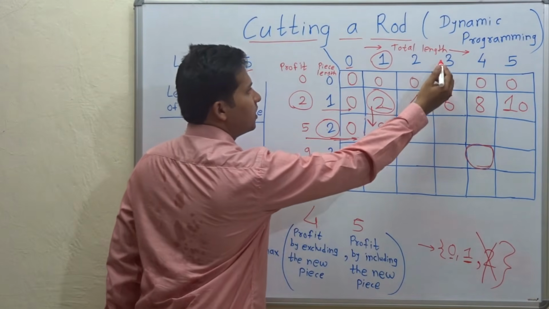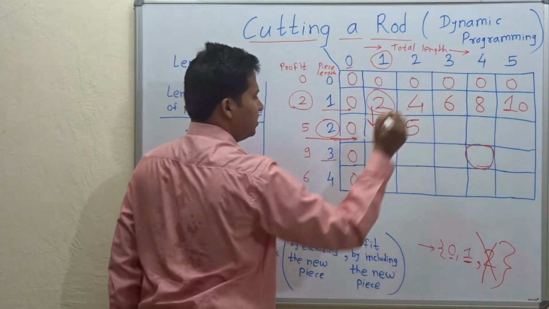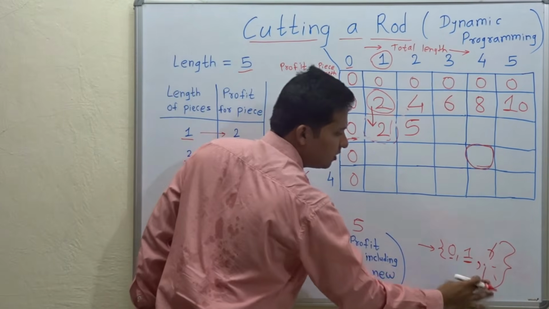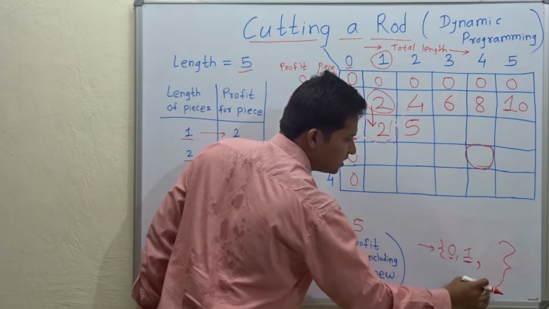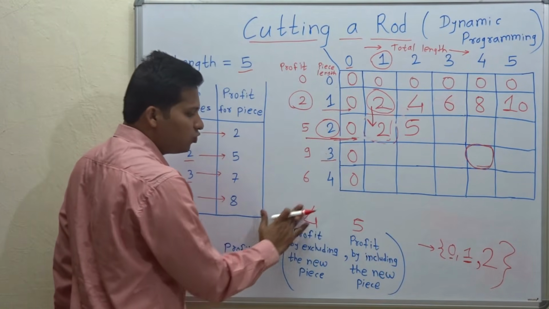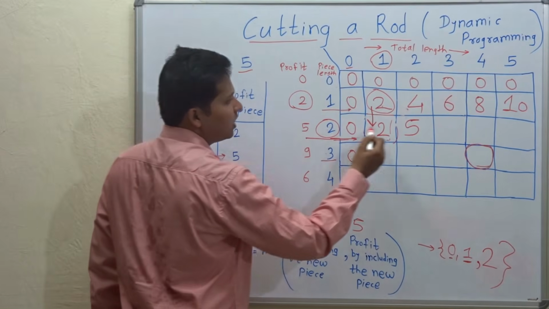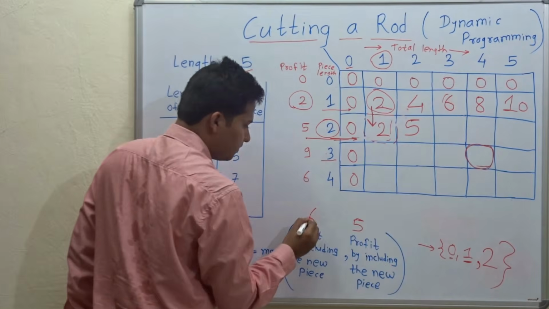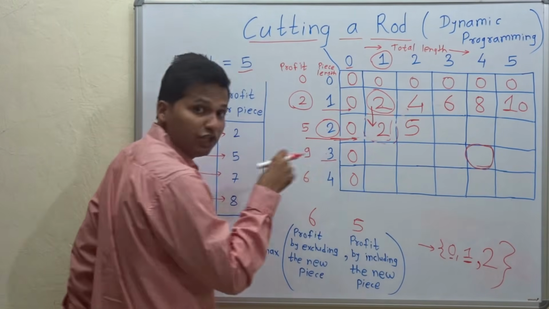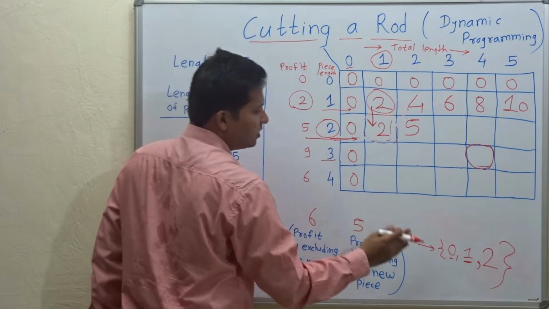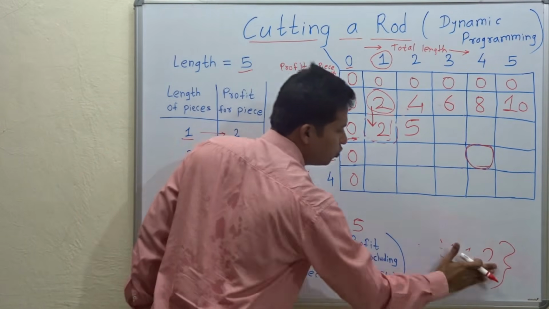Let's go ahead. Now to make a total of 3 by using pieces of length 0, 1 and 2. Again, by excluding the new piece, what is the profit? If we exclude the new piece, then the profit is 6. And by including the new piece, see, if we include the new piece, that is 2.